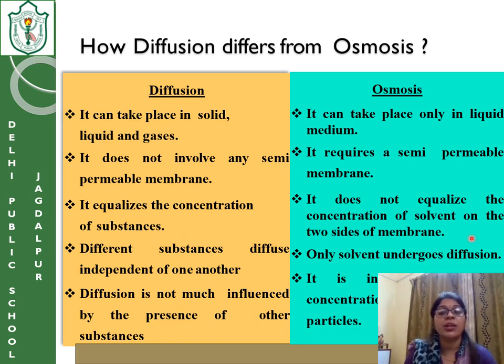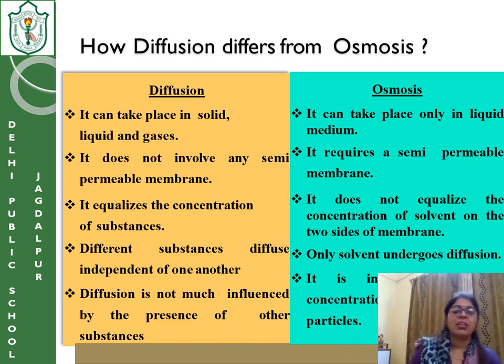But osmosis does not equalize the concentration of solvent on the two sides of the membrane. No, it will not be equal. It can be 90, 80, 60, 50, like that. In diffusion, different substances diffuse independent of one another. That means if two or three things are mixed with each other, they will move according to their own rate. Here, only the solvent undergoes diffusion. Like in the sugar solution, only water was moved. Diffusion is not influenced by the presence of other substances, but osmosis is influenced by the concentration and the type of solute particles.